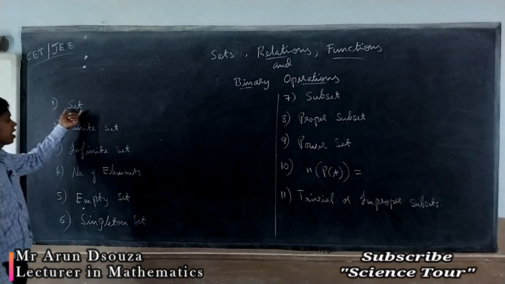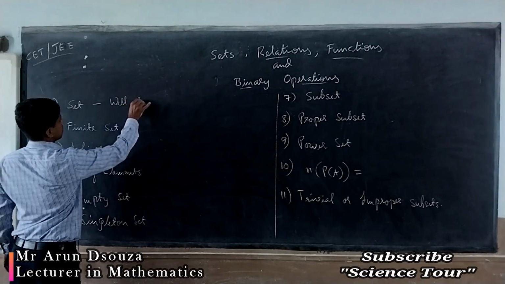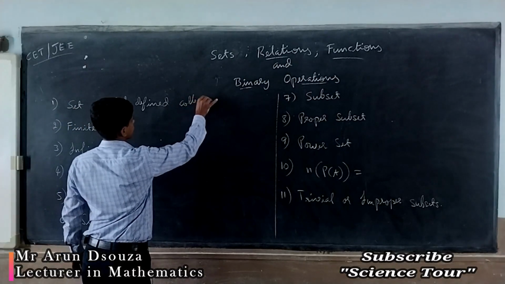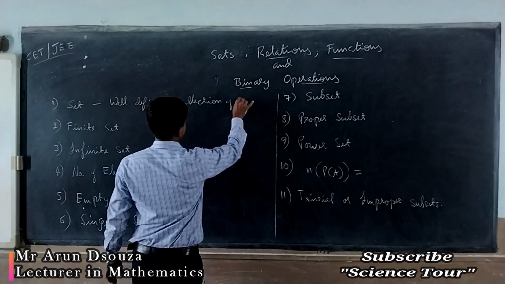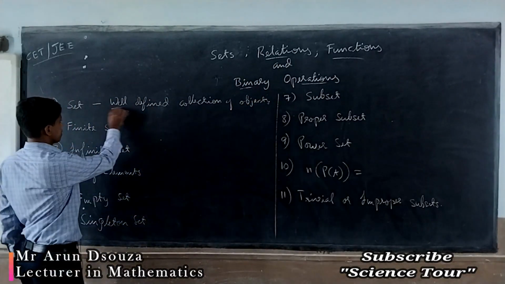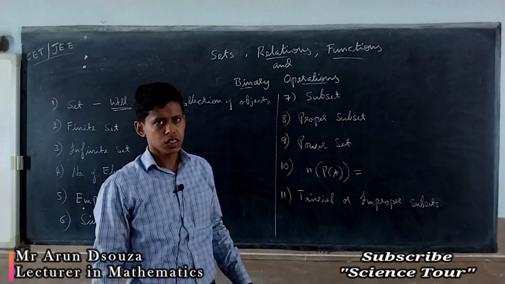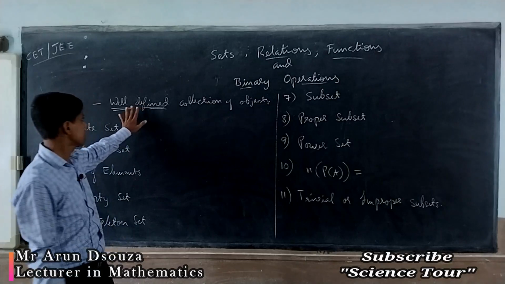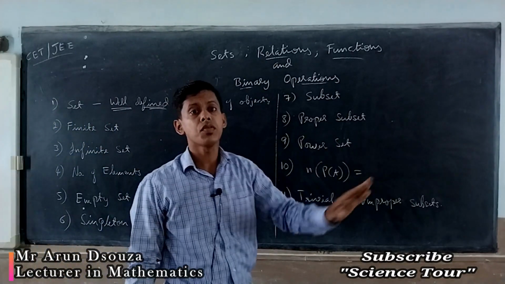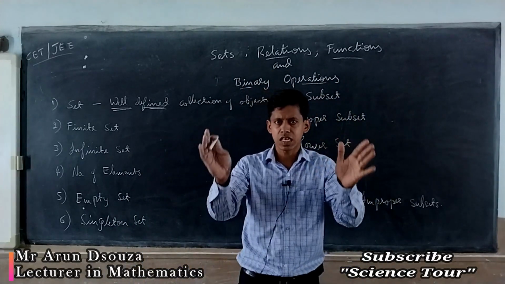Now, how do you define a set? It is a well defined collection of objects. Alright, this word well defined is important. It is not just a collection of objects. It must be well defined. It must be agreed upon by everyone. Everyone must agree upon the same set of things.